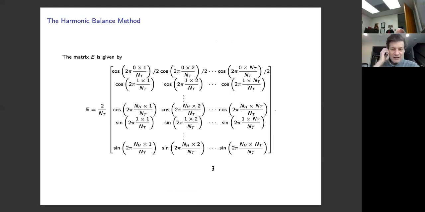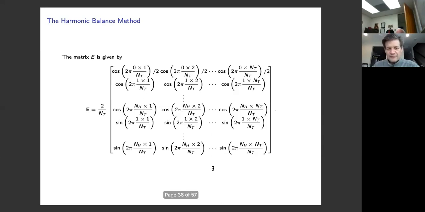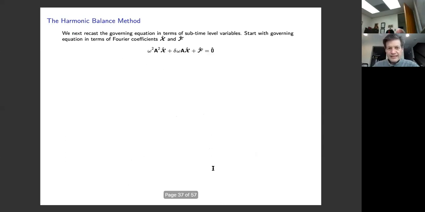This would be almost a lecture in itself to go through how to derive, so just take my word for it. There's an explicit relation that directly relates those two sets of variables to one another. And when you deal with the variables in terms of the subtime levels, it makes life so much easier.